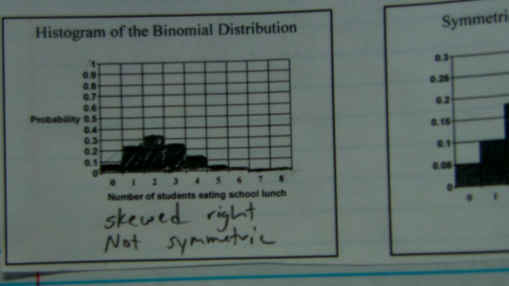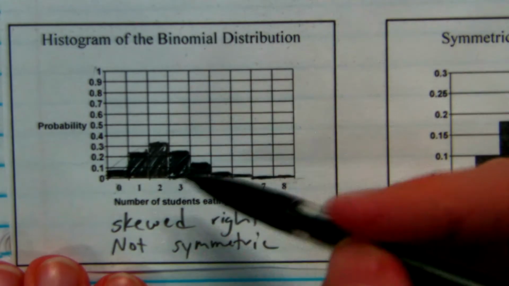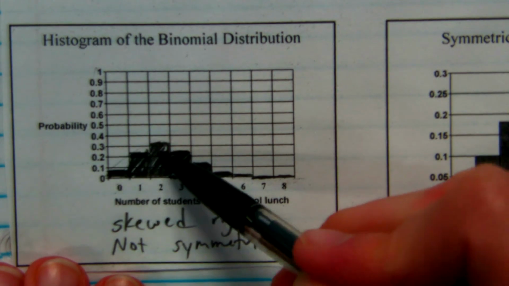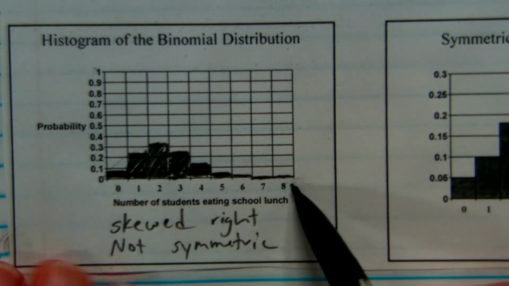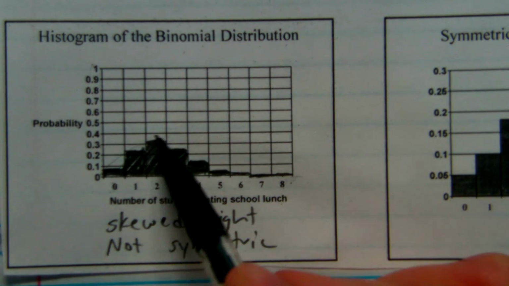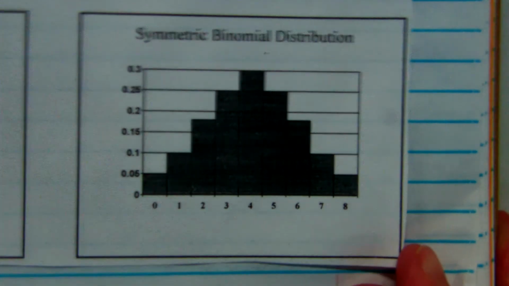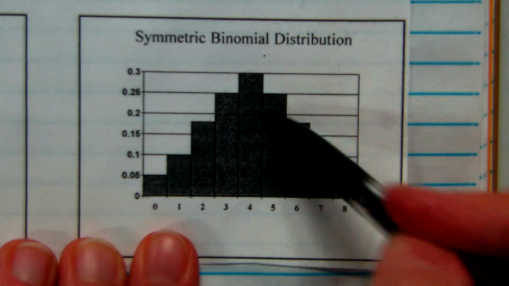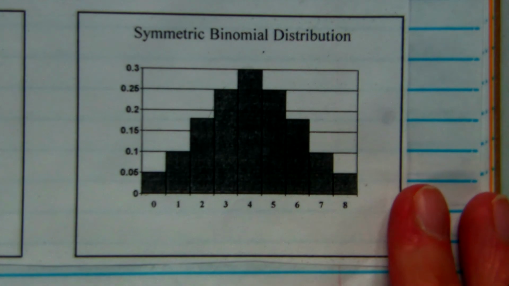eating the hot lunch was 0.28. And so 0.28 is here, and so it's going to be, if you think about 8 kids, that's around a quarter of them, and it's just going to be over here. So the last slide just shows you what it would be like if it actually came out symmetric. You'd have this nice bell curve.